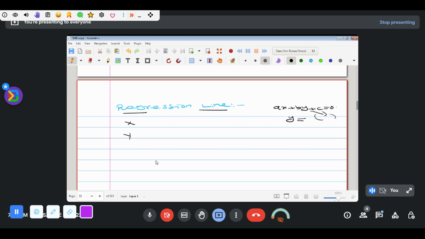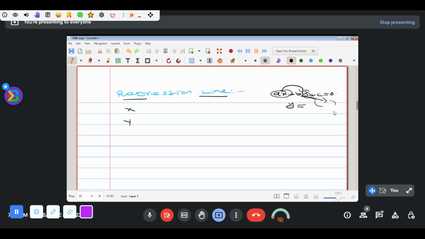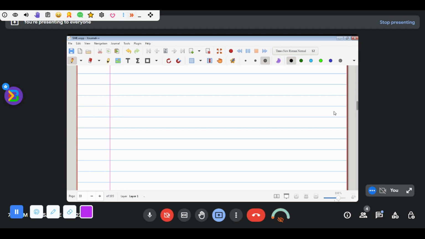Okay, how to find the formula, or how to calculate this concept, is very important. Here there are two lines: one is y on x, another one is x on y. Two line formats are there. One is called y on x, another one is called x on y. So there are two different formulas. Therefore, I will explain the first formula.